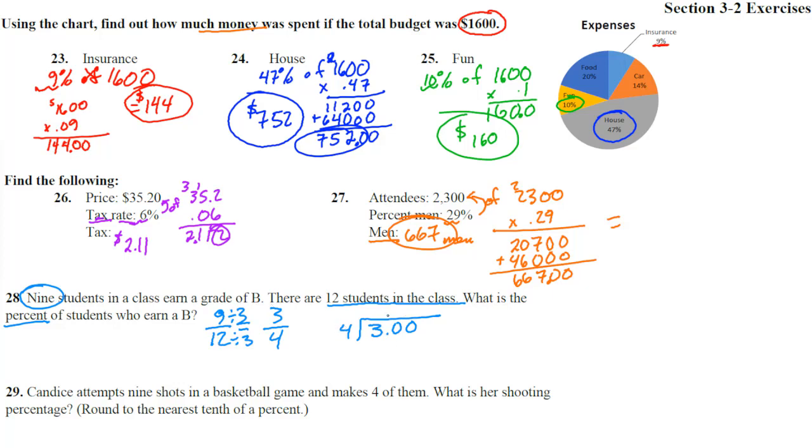4 goes into 3. Nope. 4 goes into 30 7 times. 7 times 4 is 28. Subtract, and there's a 2, 0. 5. 5 times 4 is 20 exactly. Good deal. So we get 0.75. Change it into a percent is 75%. We move it 2 decimal places. 1, 2. Good deal. Number 29.